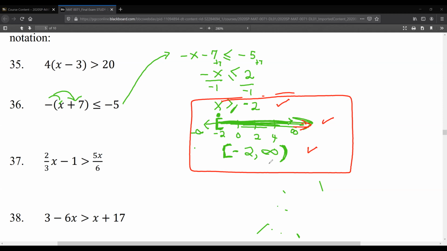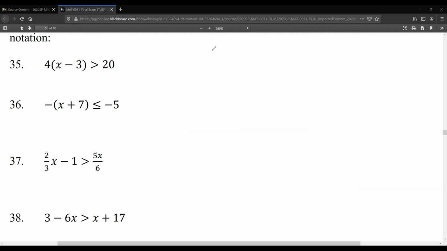All right, so let's look at number 37. 37 is no big deal, it just has a fraction. So when you have a fraction, what are you going to do with this fraction? What do you do first? What do you want to do first?